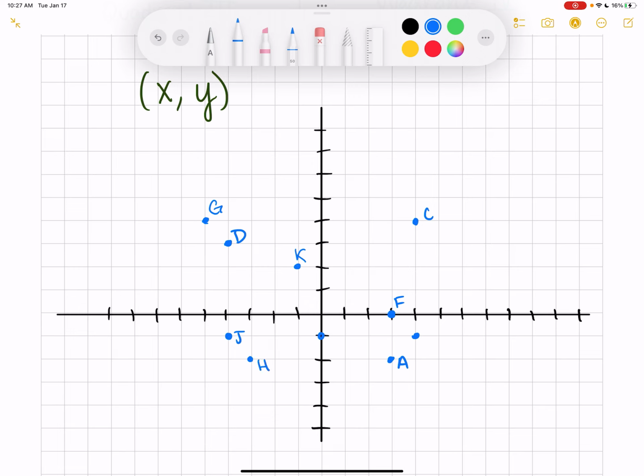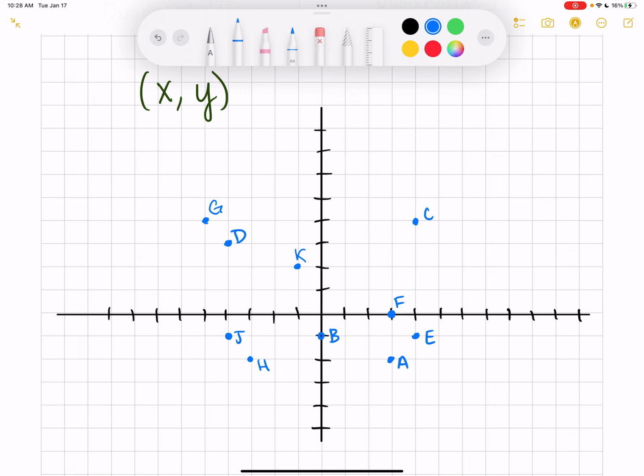Put a point, I didn't put a letter. Let's see. Oh, I did that multiple times. A, B, C, D, E, F, G, H. Is there no I? Oh, there's no I. Okay. J, K. Okay. I'll let y'all copy all those down and then we'll go through them.